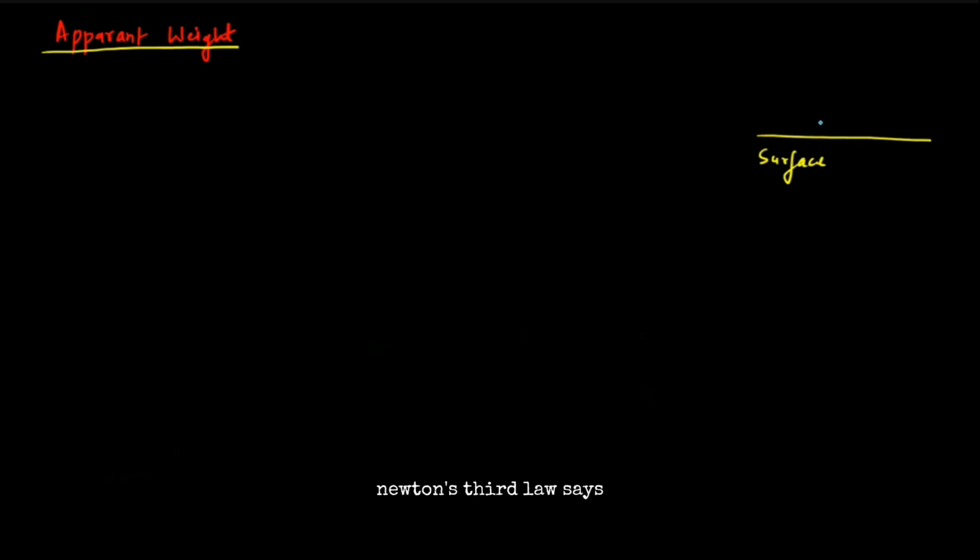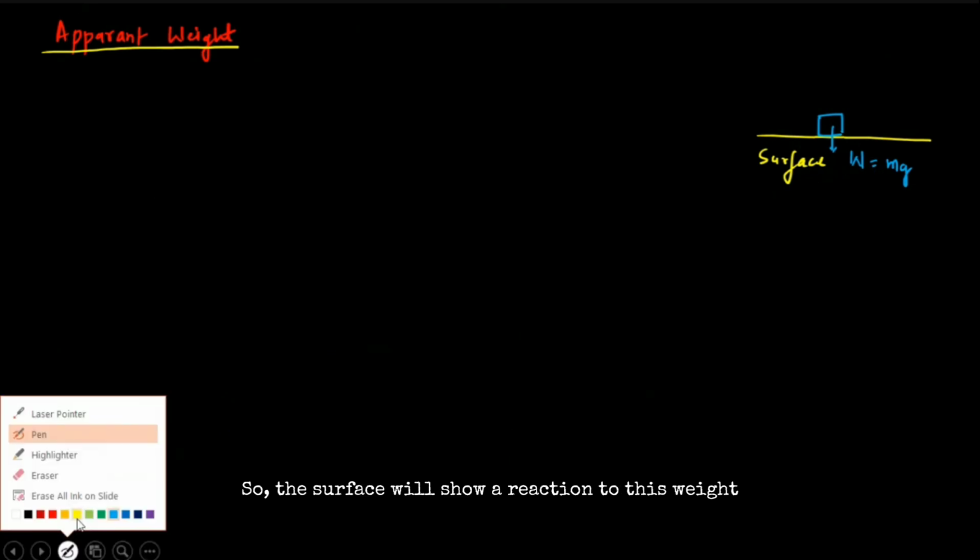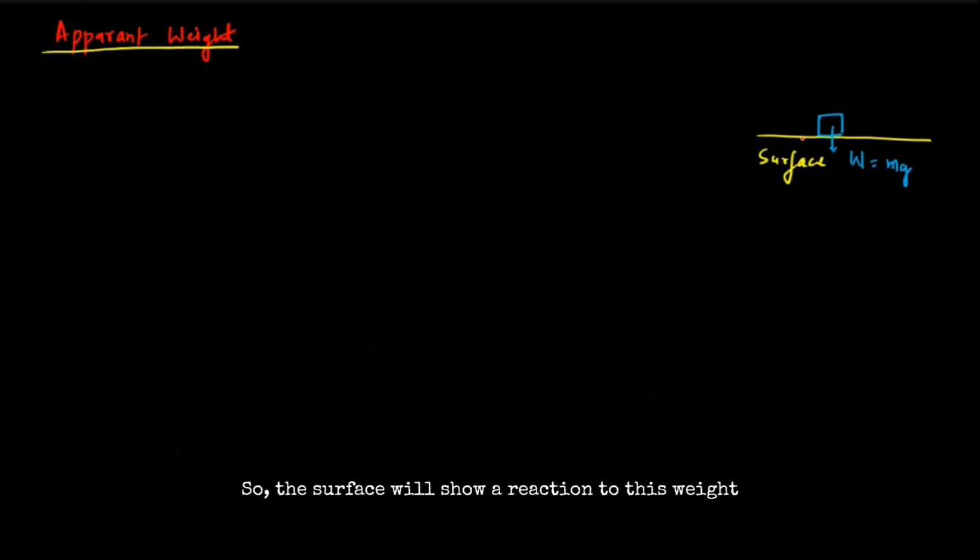So Newton's third law says that every action has an equal and opposite reaction. That is a basic statement. We must have heard it like tens of times. So here, when the object is kept on a surface, it will apply weight in the downward direction because Earth will always apply gravity. That is why the object is stuck to the surface, or you can say the Earth. We have to apply force in order to move things because gravity is a constant force. It is acting always. So the surface will show a reaction to this weight.